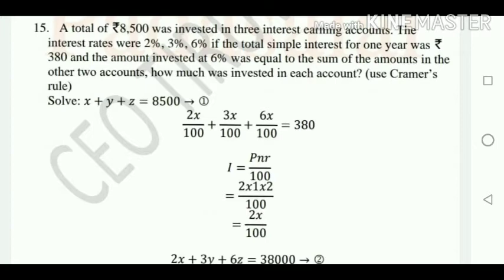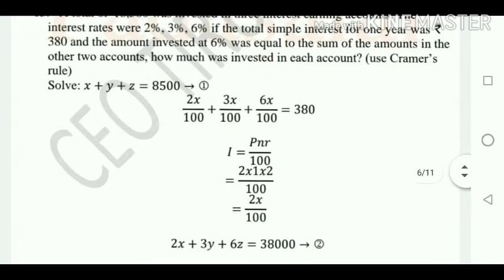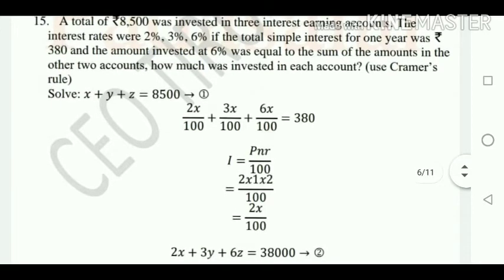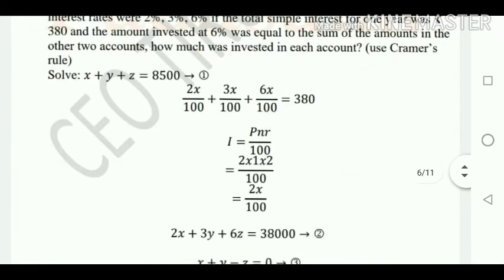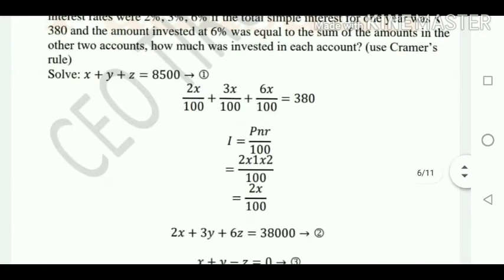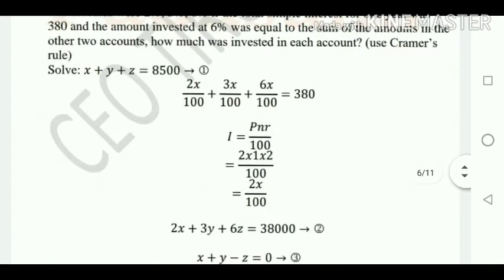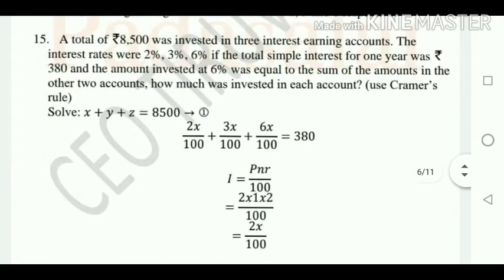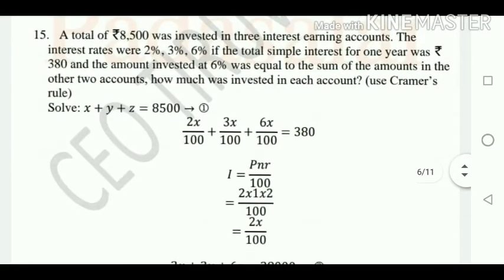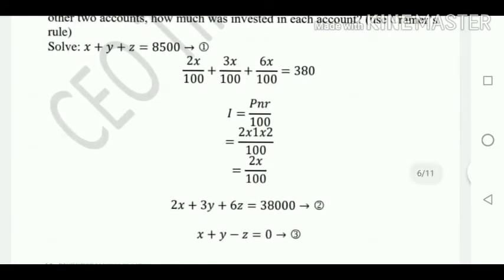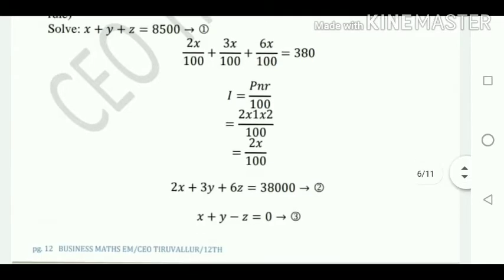The interest rates were 2%, 3% and 6%. Therefore 2% means 2 times x divided by 100, plus 3 times y divided by 100, plus 6 times z divided by 100, equal to 380. Now the formula to find the interest is I equal to PNR by 100. Here 2 into 1 into 2, that is 2x, 3y, 6z, it is given here. So P into N into R, it is given for 1 year how much was invested in each account in order to get these values. So it is 1 year, then 2 into 1 divided by 100, we are getting 2x by 100.